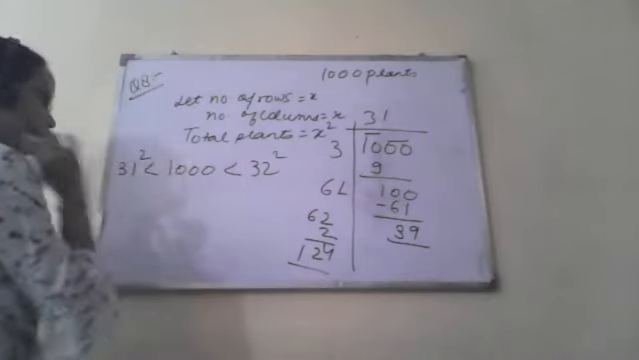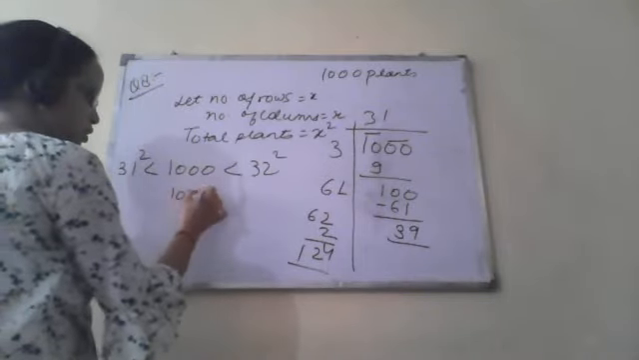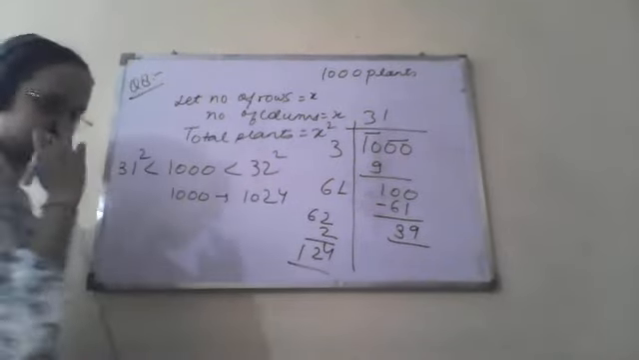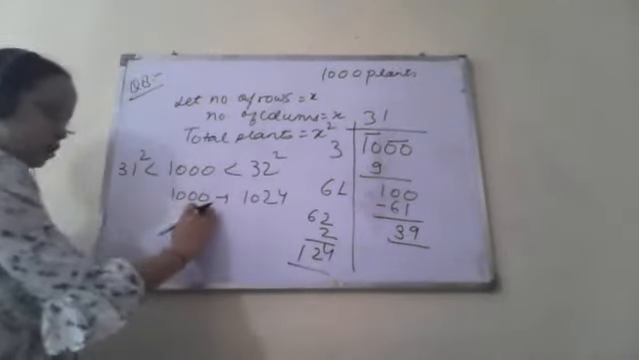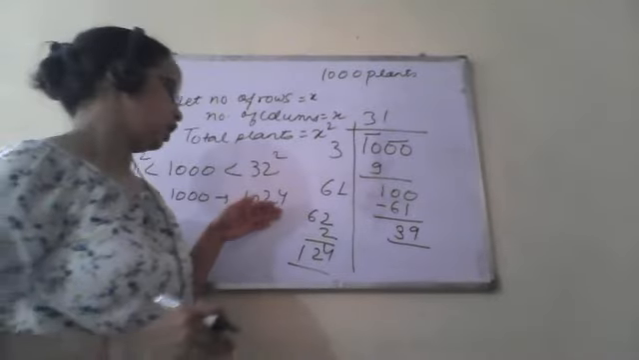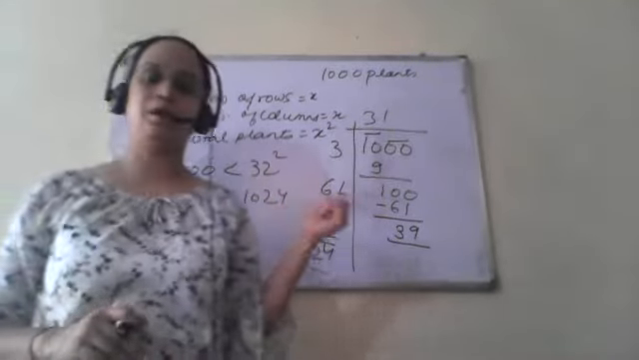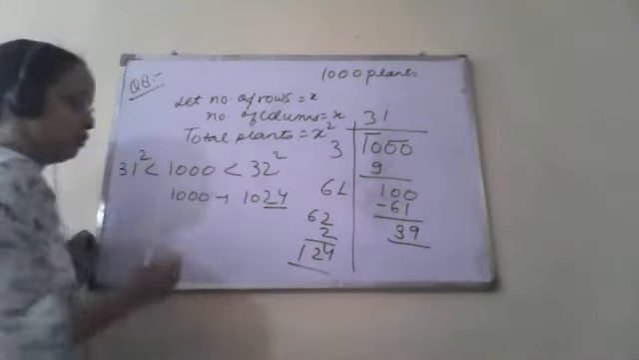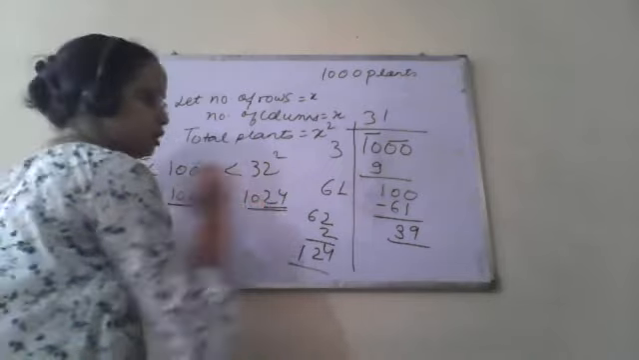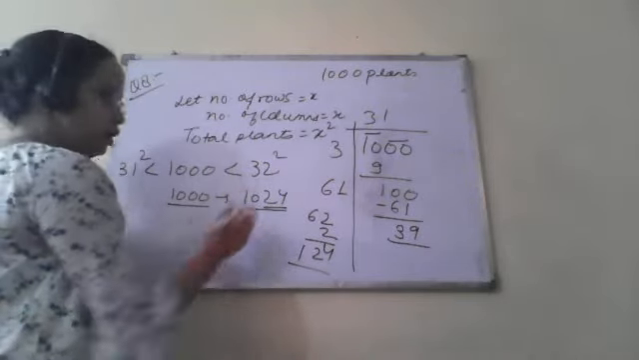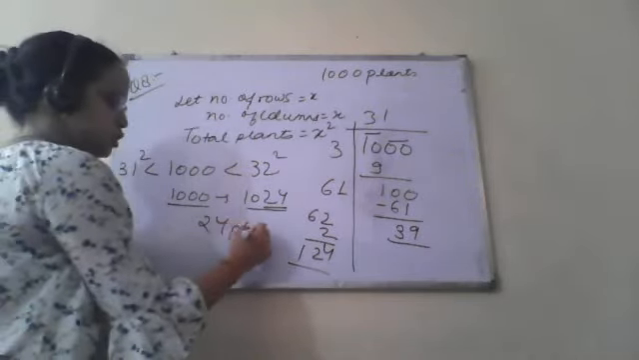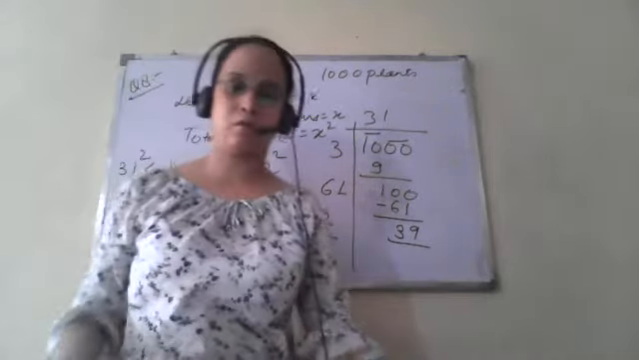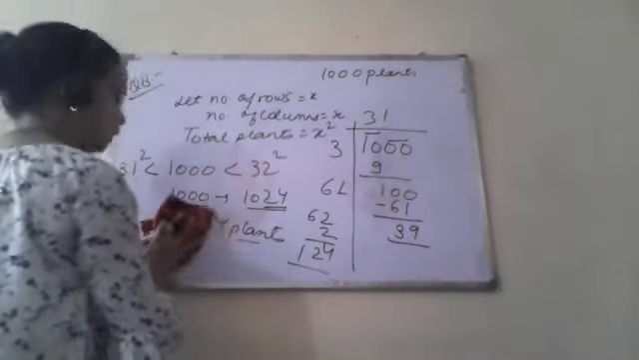So the square of 32 will be 1,024. So we have 1,000 plants and we need 1,024 in order to make the number of rows and number of columns equal. So how many extra plants we need? We have 1,000 and we need 1,024 exactly. So we need 24 plants more. So he has to take 24 more plants in order to make the number of rows and number of columns equal. I hope this is clear.